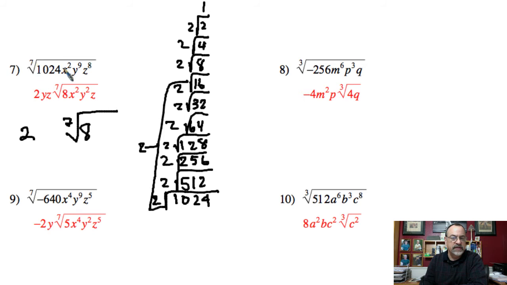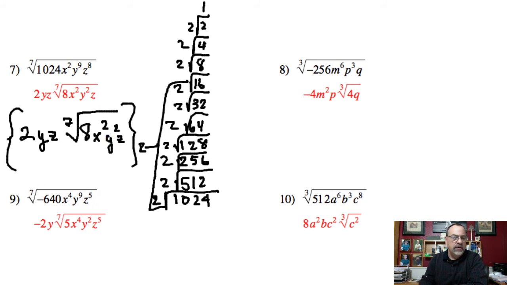So 7 into the 2 of the x doesn't go in. There's not enough, so that stays there. 7 into 9 goes one time with 2 left over. And then 7 goes into 8 one time with 1 left over. So this would be the simplified version: 2yz, 7th root of 8, x squared, y squared z.